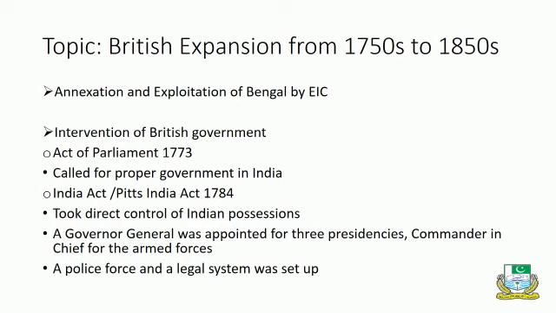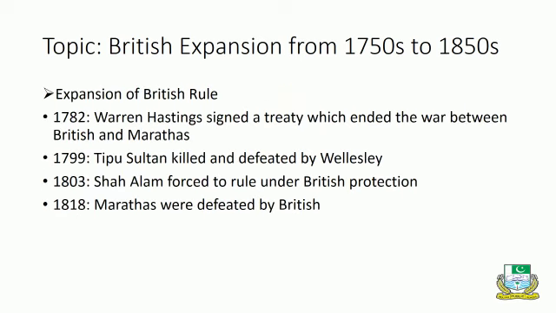A Governor General was appointed who would have control over three presidencies, and there would be provincial governors along with him. A commander-in-chief of the armed forces was also appointed, and the EIC continued to trade, but it lost most of its administrative powers, which were taken by the British government. Now, the expansion of British rule.